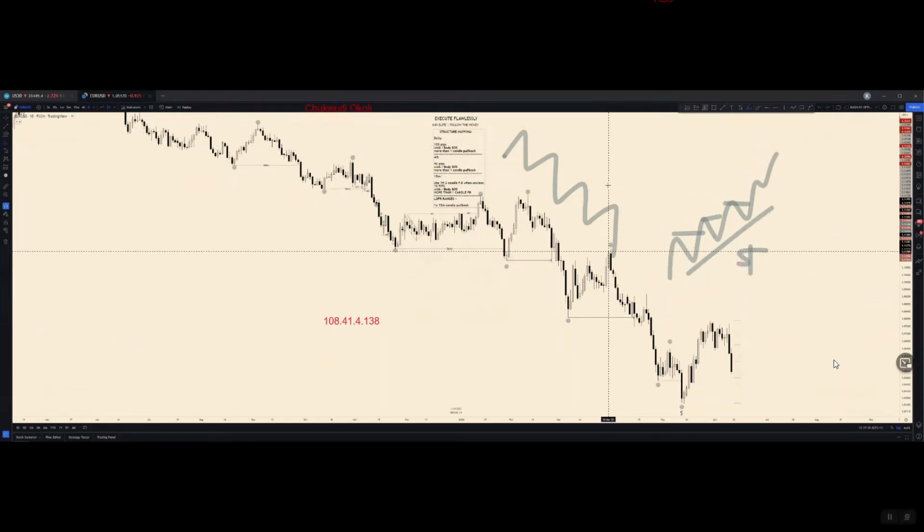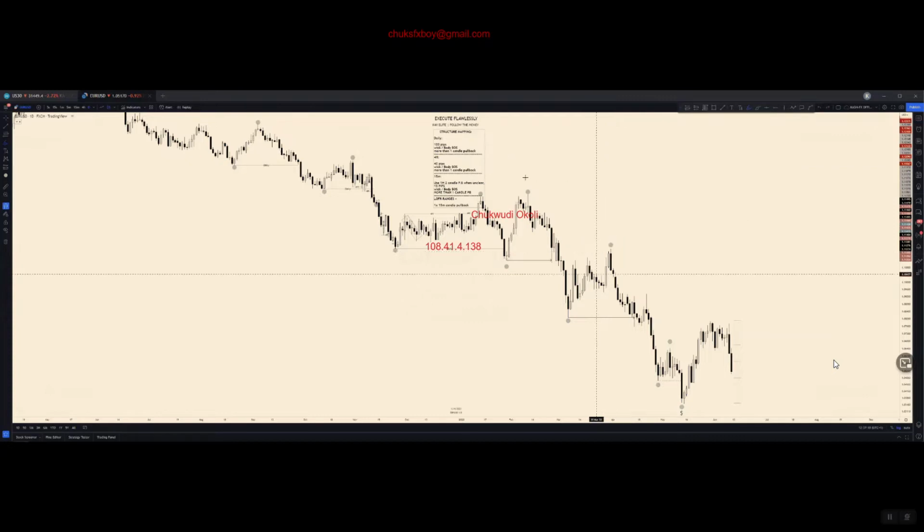So I like to look at the facts, and the other thing is about the wicks and bodies. People say a wick is not a break of structure, it's just a liquidity sweep and all that stuff. It has to be a body close for you to ever say it's a break. How can that make any sense?